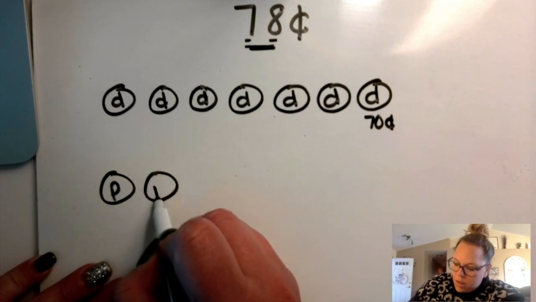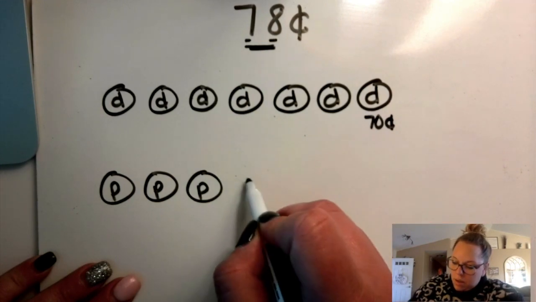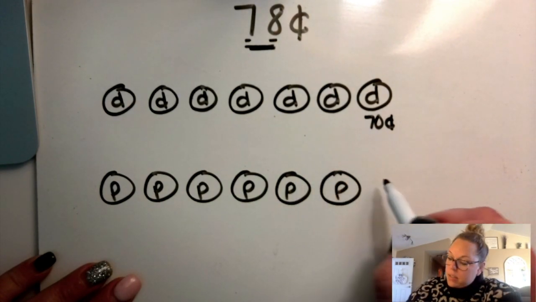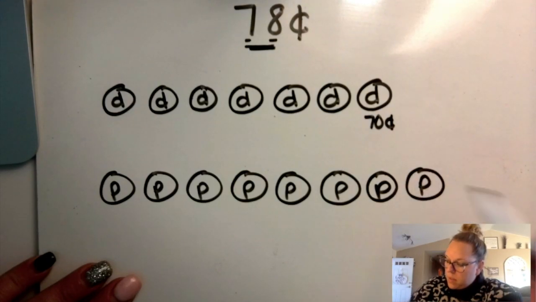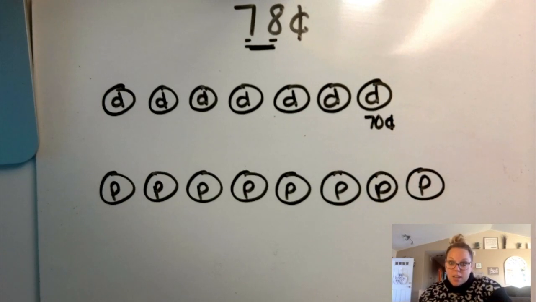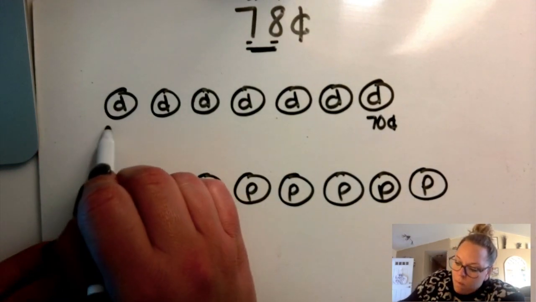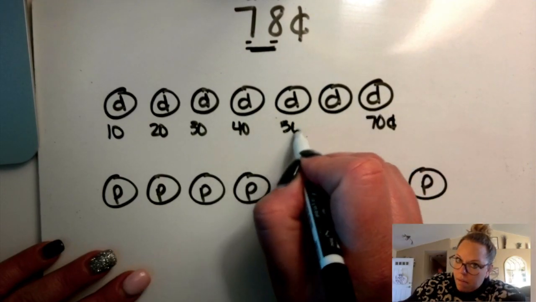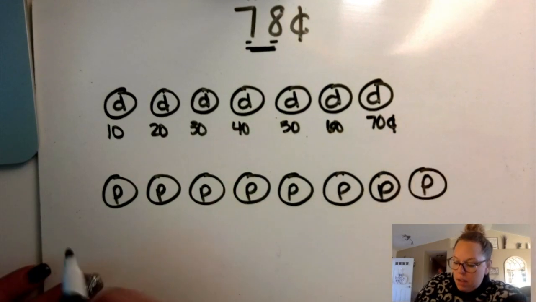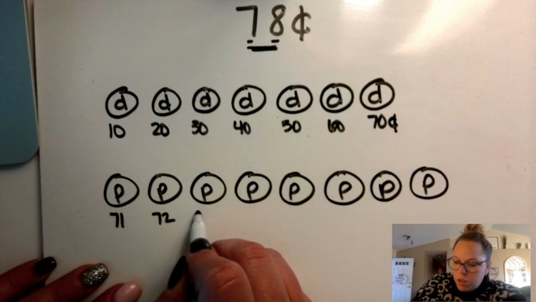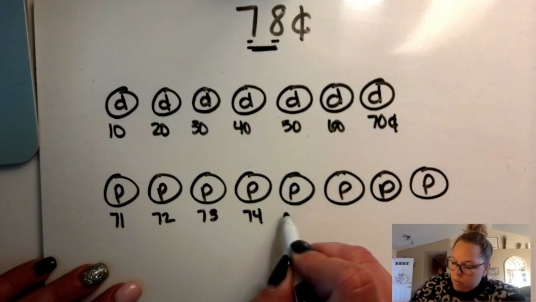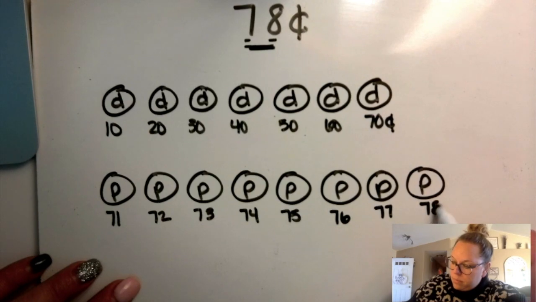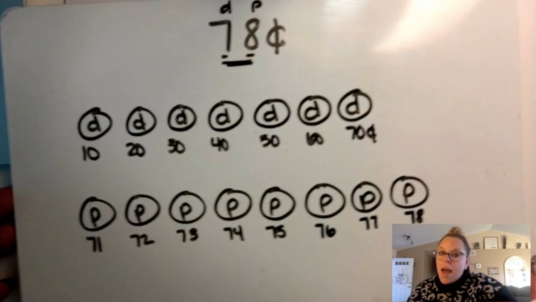71, 72, 73, 74, 75, 76, 77, 78. Now let's go ahead and double check all of our money to make sure that we did it correctly. 10, 20, 30, 40, 50, 60, 70, 71, 72, 73, 74, 75, 76, 77, and 78 cents.